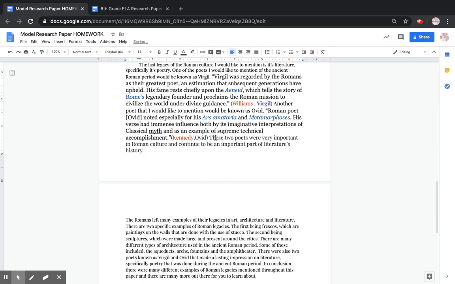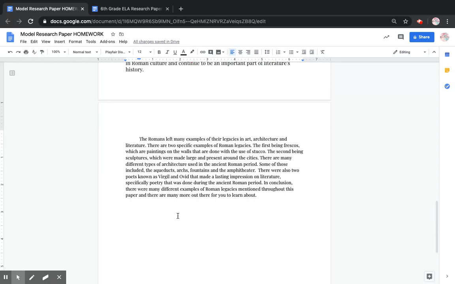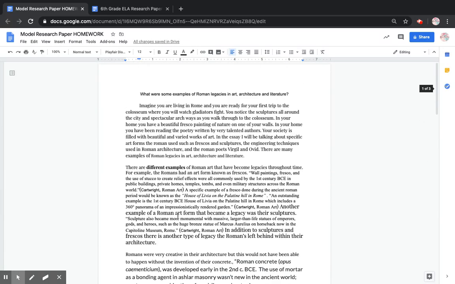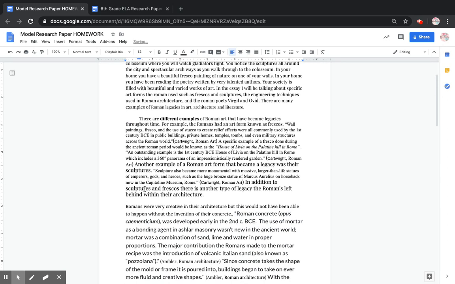All right, so these two poets were very important in Roman culture and continue to be an important part of literature's history. So then I would go to my conclusion. All right, and there you go. There's your research paper. The last thing you want to do is make sure that each paragraph is indented.